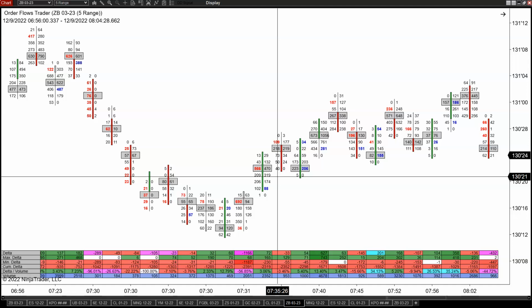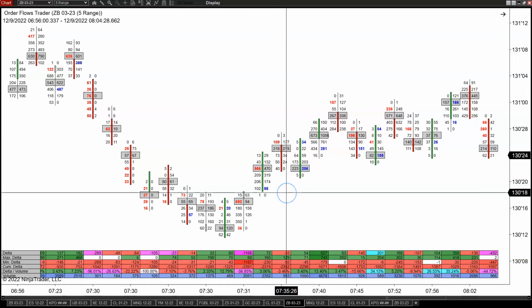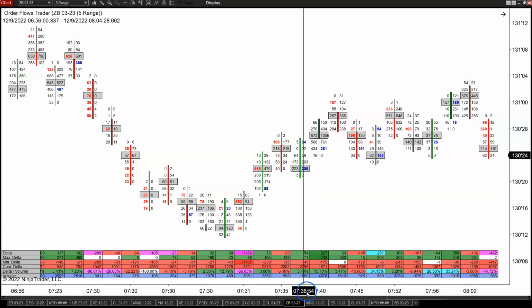Whereas on a range-based chart, you're going to get a lot of bars starting to print. So that's what I mean when I say it's a little bit more responsive. But you're going to be looking at the same things, whether you're looking at a 1 minute chart, 5 minute chart, or 5 range chart.